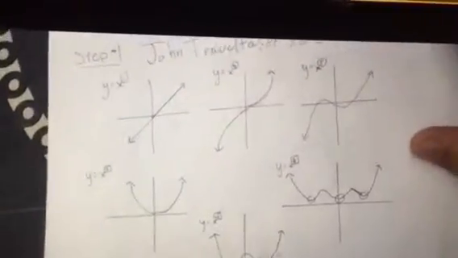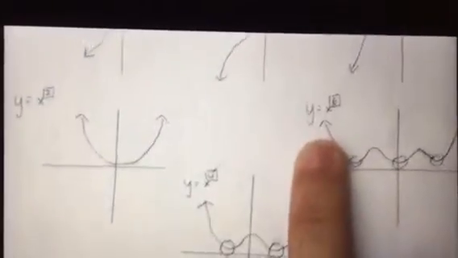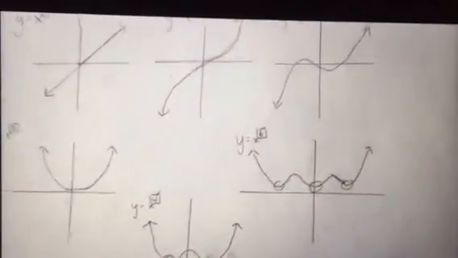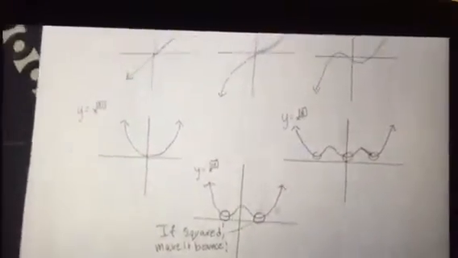Now, with the land the plane graphs, as you can see, if it's a squared number, it's a bouncer. You see it bounces right there, and with the 6, it has 3 x squareds, so that means it bounces 3 times. 1, 2, 3. So with that, you don't even need to do any math, and you can already tell what the graph's going to look like.